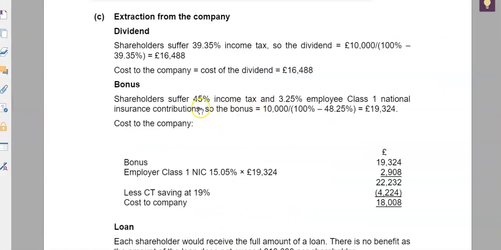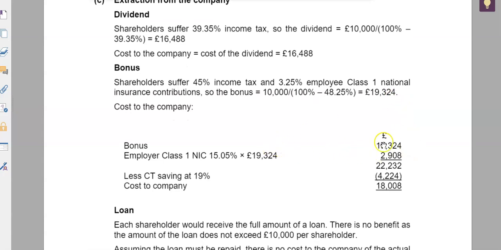So the tax on the bonus would be 45%, right? And there would also have been a 3.25% NIC class 1, right? Class 1 employee NIC that would have been suffered by the employee. So total it is 48.25%. So if it is 48.25%, how do we gross it up? We have to multiply this 10,000 by 100 and divide it by 100 minus this 48.25. So the gross amount would have been 19,324.